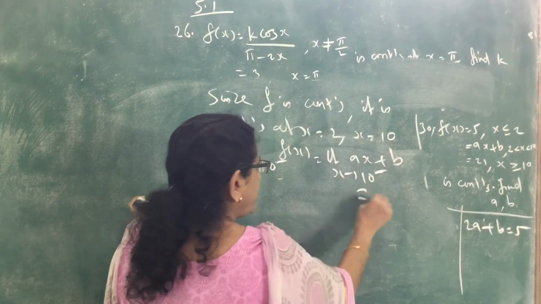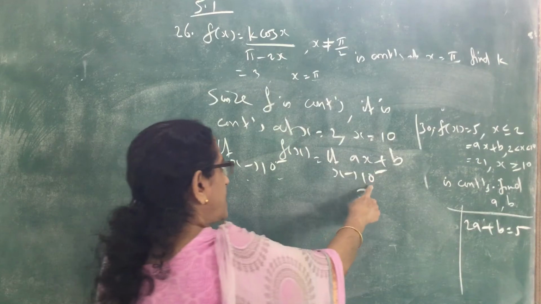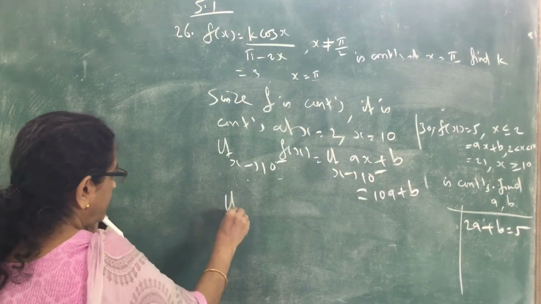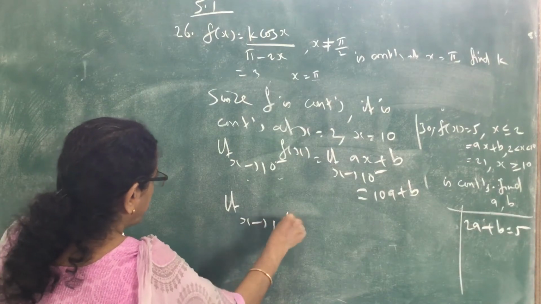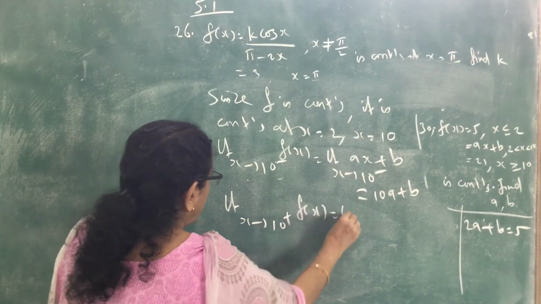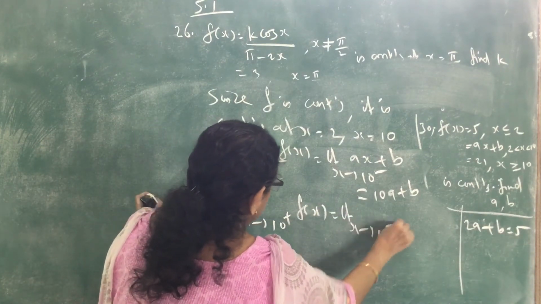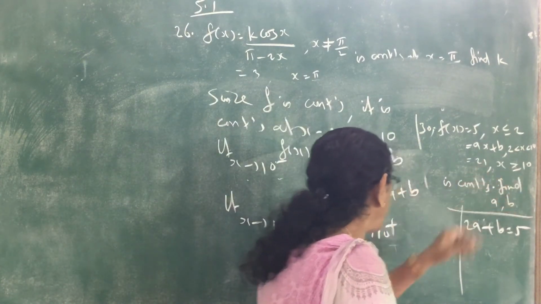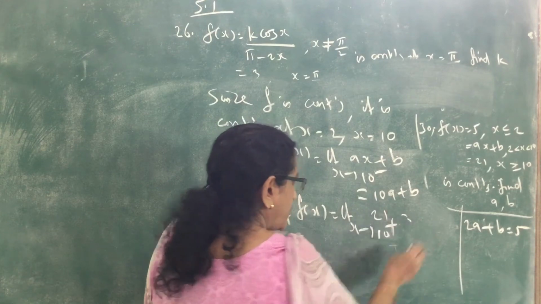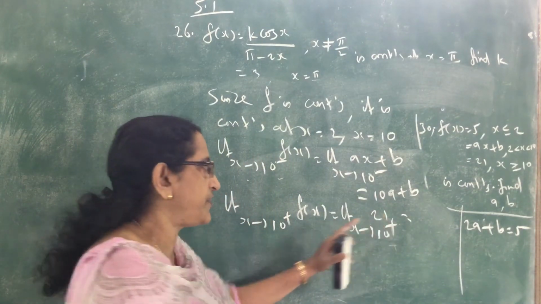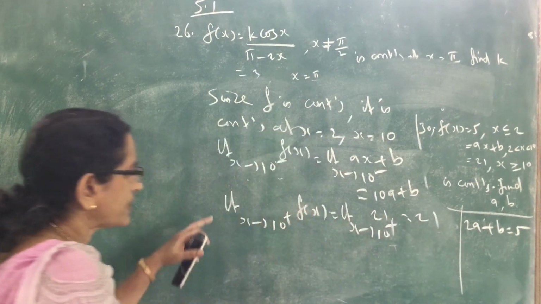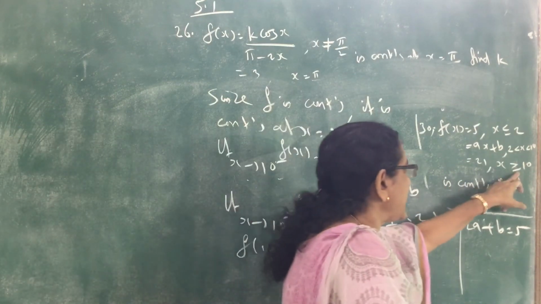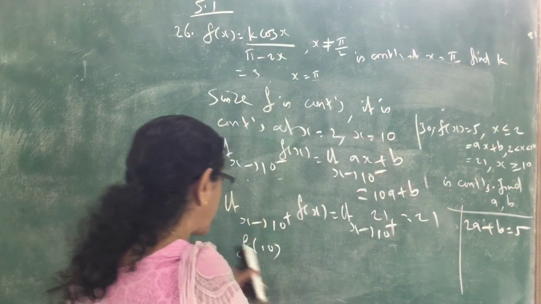Now evaluation of the limit, put x equal to 10. So 10a plus b. Now find the right limit. Limit x tends to 10 plus f of x equals limit x tends to 10 plus. When x greater than 10, the value is 21. It is a constant, so when we apply the limit, we get the same, 21. Now what is f of 10? When x equal to 10, f of x equal to 21.